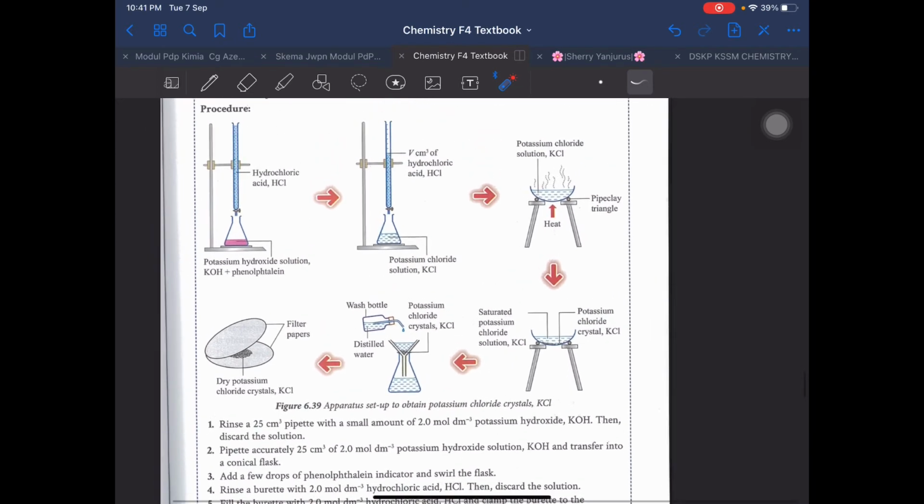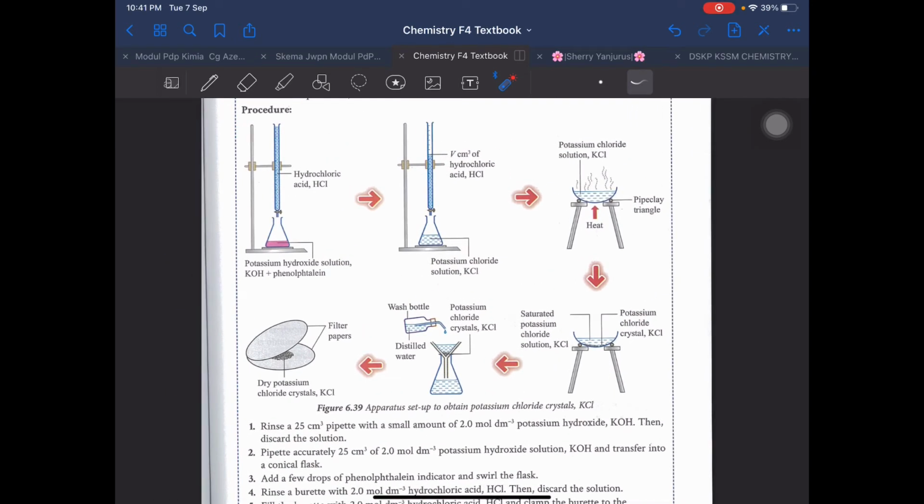So look at this procedure over here. It's very clear actually, okay? Rinse a 25 cubic centimeter pipette with a small amount of potassium hydroxide. Then discard the solution. Kenapa kita guna pipette? Because pipette ni, dia punya volume adalah ngam-ngam 25. So what you do is, you need to rinse dulu. Bilas dulu the pipette by a small amount with 2.0 because the pipette might be contaminated by bendasing, okay?